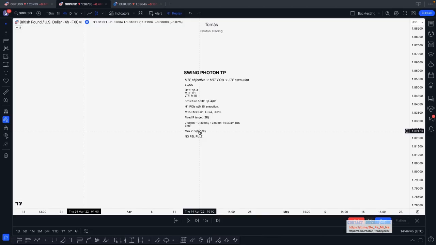What I can do, I can protect myself and just write a rule that I can have only 2 losses per day. Okay, if you risk 0.5, it is 1% per day, not a big deal. If you risk 1% like myself, it's just 2% loss. It's not a big deal.